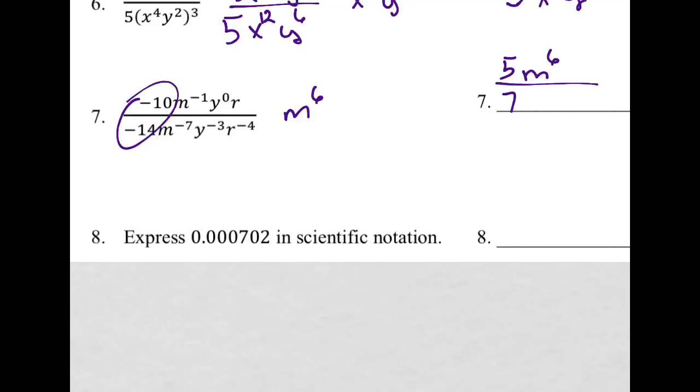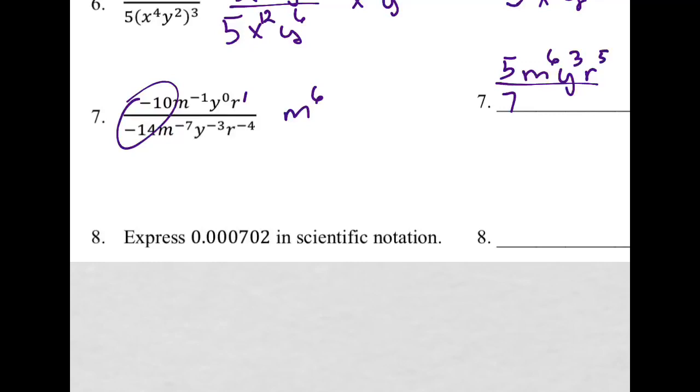Okay. We've got y to the 0 and y to the -3. So 0 minus a -3 is going to give us a y cubed on top. And then we also have r to the first and r to the -4 on bottom. So 1 minus a -4 would also give us r to the 5th on top.